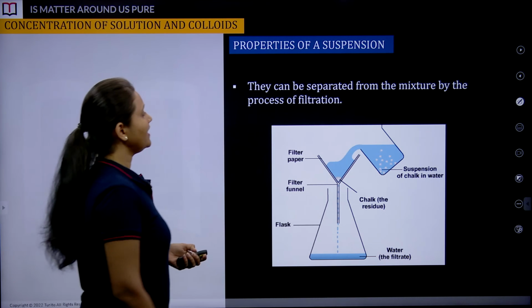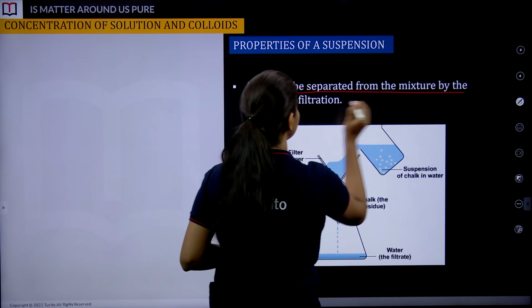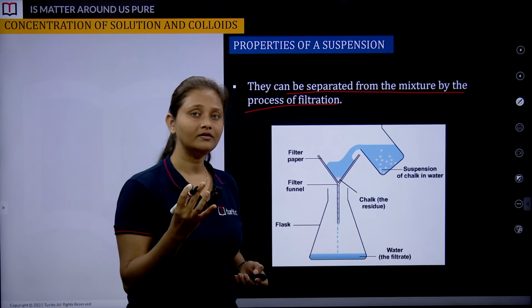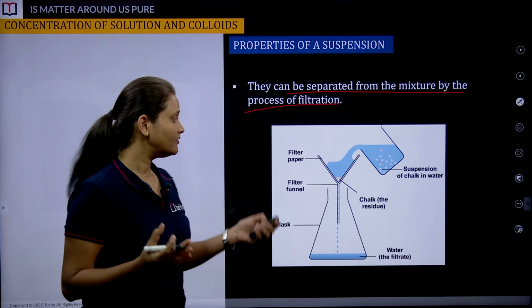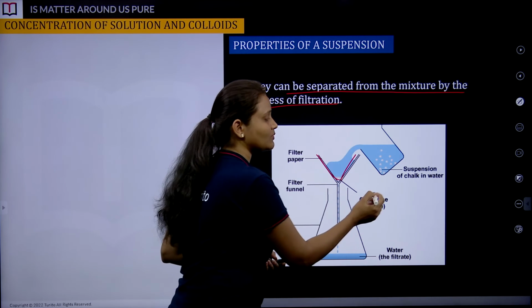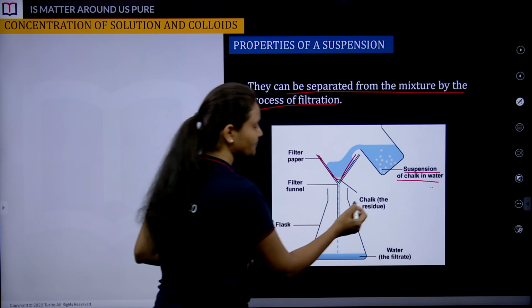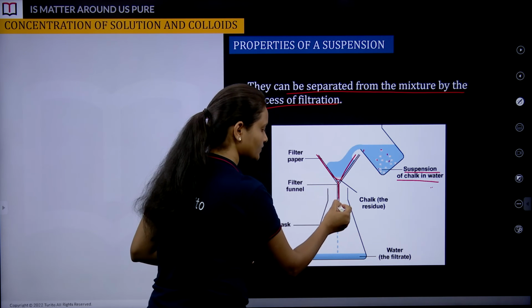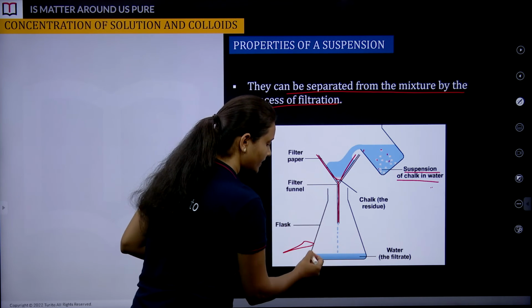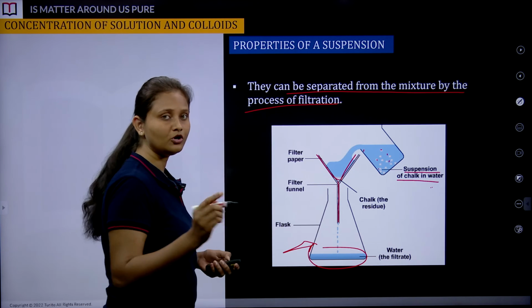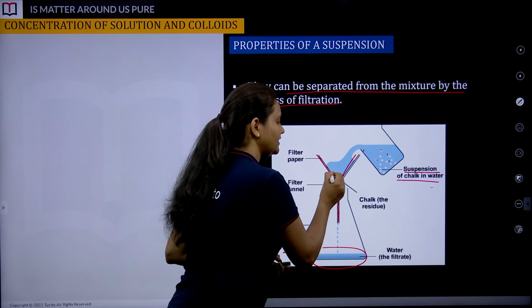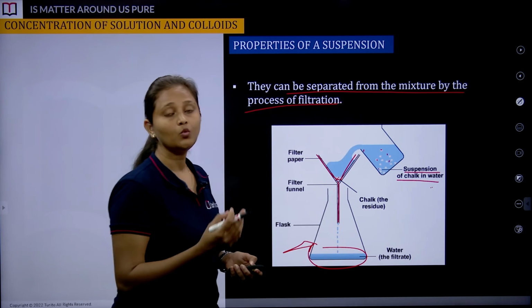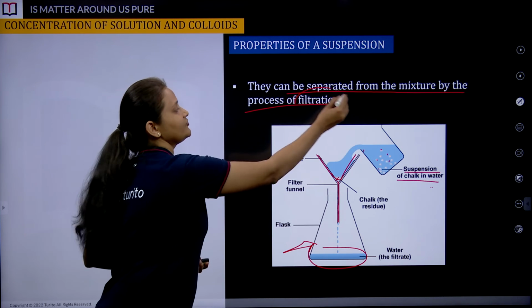Next, they can be separated from the mixture by the process of filtration. Definitely here the size of the particles is quite considerable. They are large, so filtration will work here. That's why we have taken the example of chalk in water. These are the chalk particles, this is water, this is filter paper, and once you start the filtration, all you get here is water, because the chalk powder is getting collected on the filter paper. That's how we can separate a suspension with the help of filtration.